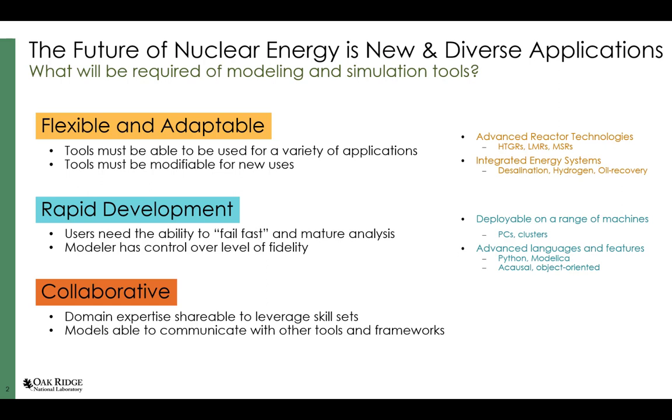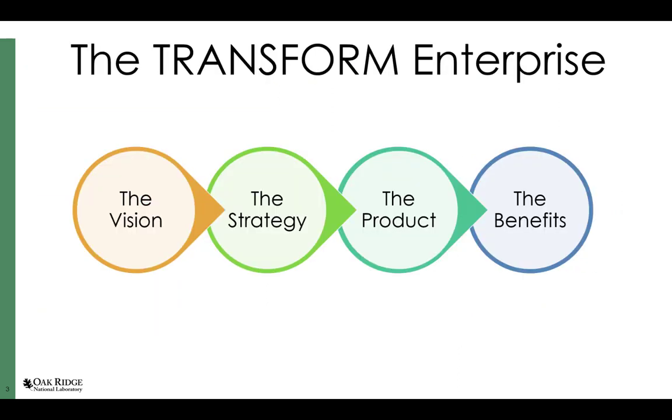Finally, future modeling and simulation tools need to be collaborative. These diverse applications will use a variety of disciplines and expertise. Therefore, the modeling and simulation tools need to have the ability to integrate the domain expertise of many different fields and leverage them together in a natural and easy way. Models must be able to communicate as well with other tools and frameworks. Now, with these three things laid out, let's talk a little bit more about TRANSient.